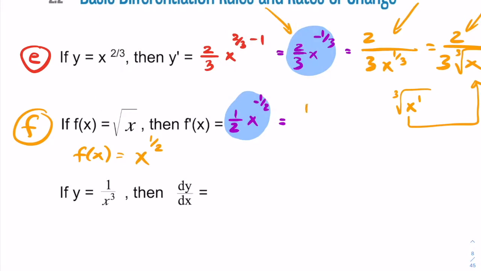This could be written as 1 over 2x to the 1/2 because of the negative exponent, or I know that x to the 1/2 is the same thing as the square root of x. All right, cool. Here's part G.